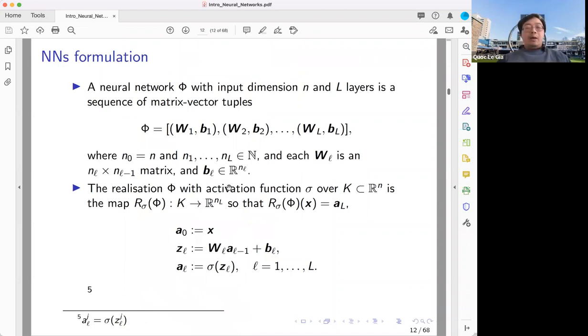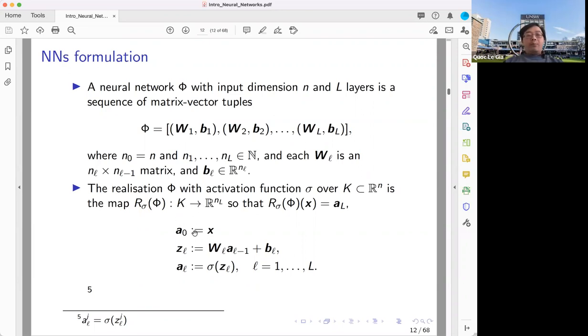Now, how do we implement these networks, or how do we make it more precise? We can formulate a neural network as a sequence of matrix-vector tuples. W1 is a matrix of size n_l times n_(l-1), and you will see it in the next pictures. B is the bias vector, so for each neuron you have one bias. Then you can have L layers: the first layer, the second layer, up to the L-th layer. For each layer you have a weight matrix and a vector of biases, the bias for each neuron in that layer.